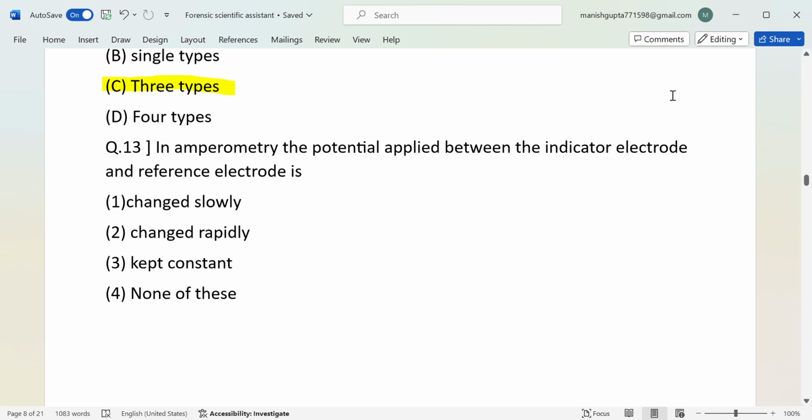Good morning, friends. Yesterday we saw question number 1 to question number 12. Now we are going to see question number 13 to question number 32.